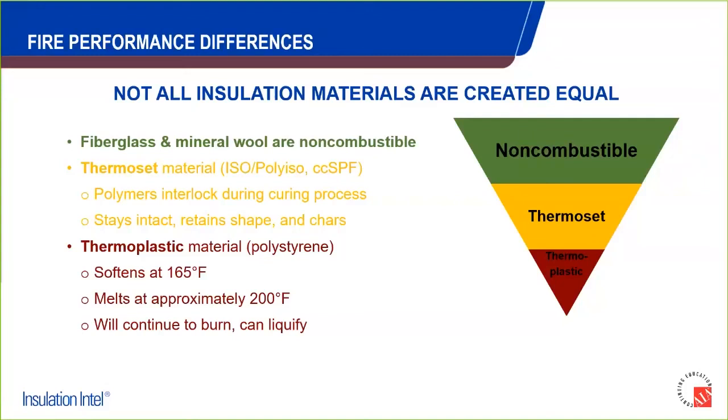Thermoplastic materials have the lowest melting point of all three here. Softens at about 165 degrees, melts at about 200 degrees, and then it can continue to burn and liquefy. So oil-based product tends to melt back into its native form.